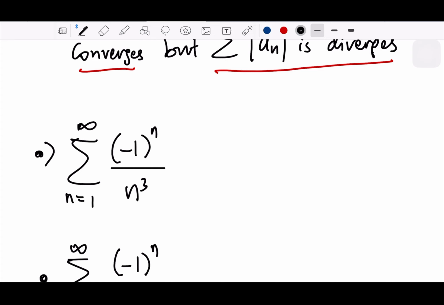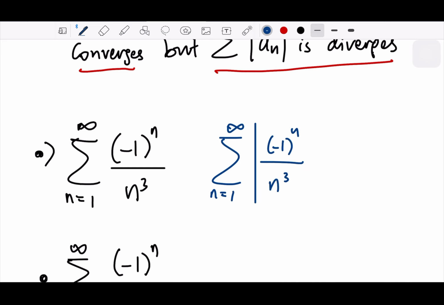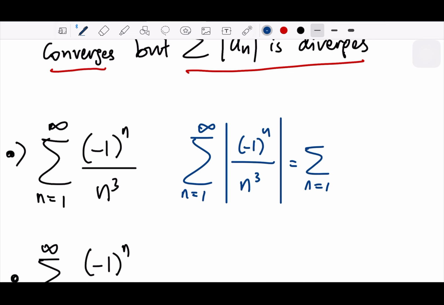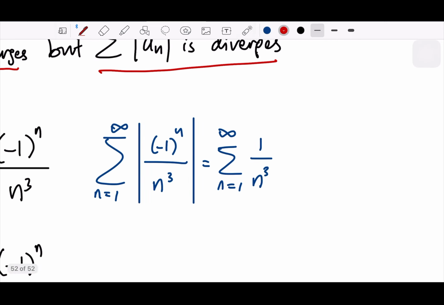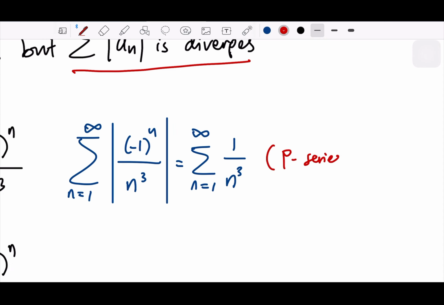We can take this, and we can say that this is a P series where P is greater than 1. Then we can say this converges, and in particular, this will be absolutely convergent.